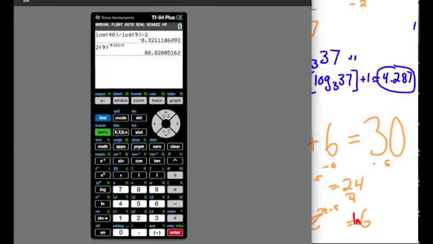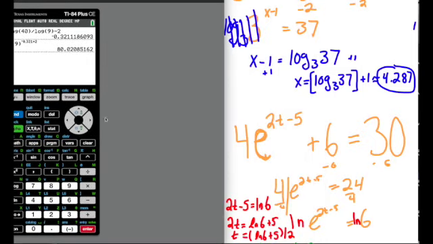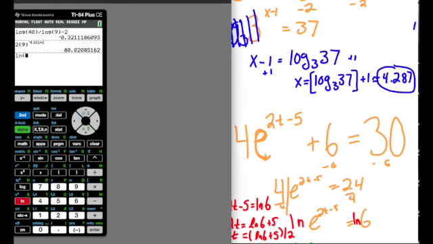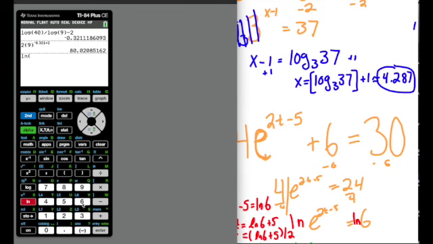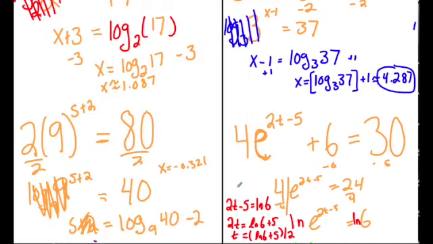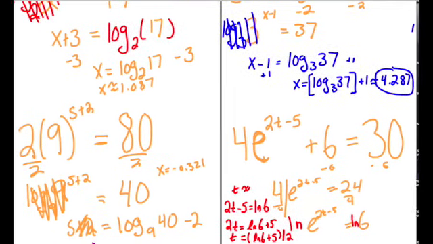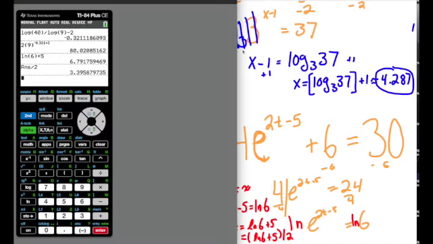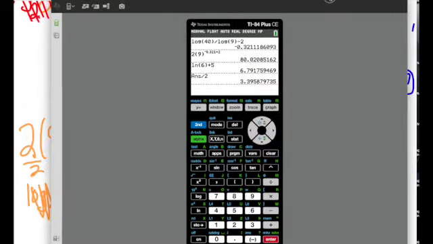I'm just going to move this over. So now you can use the ln key. Make sure it's in view here. ln of 6 plus 5, I'll take that and divide by 2. And I get t is approximately 3.396.